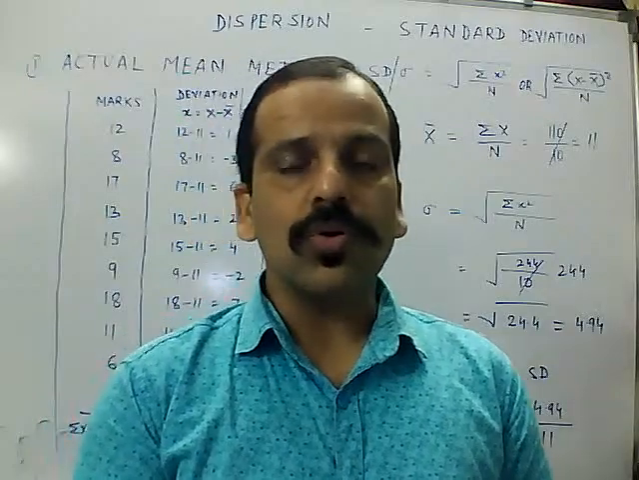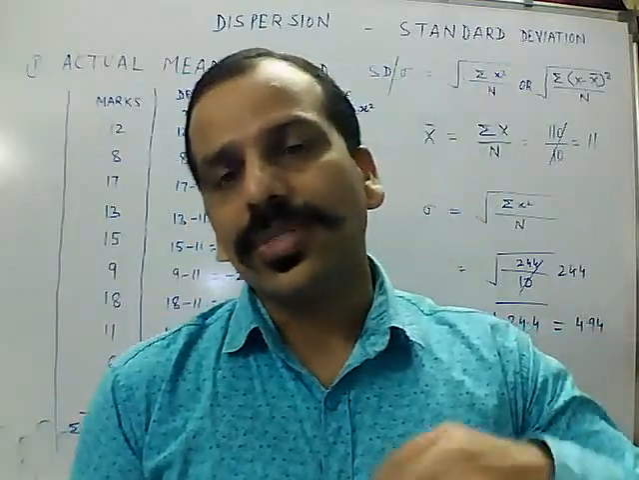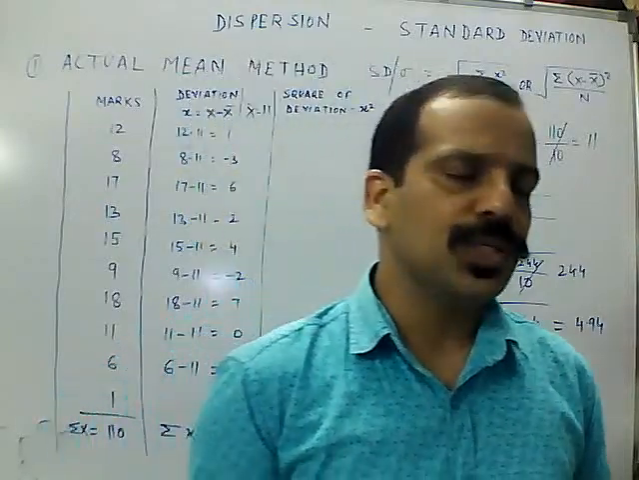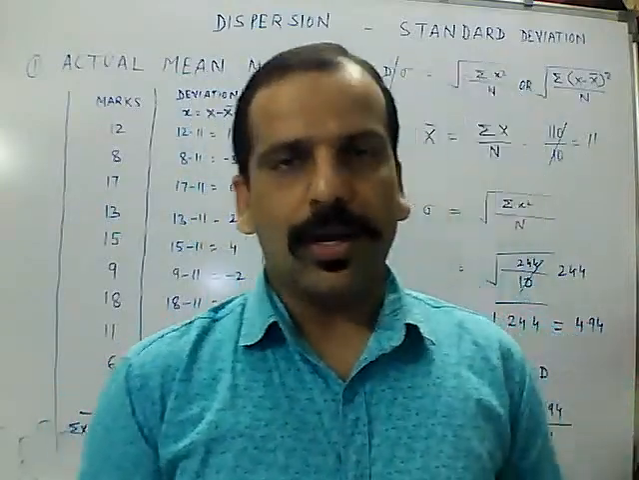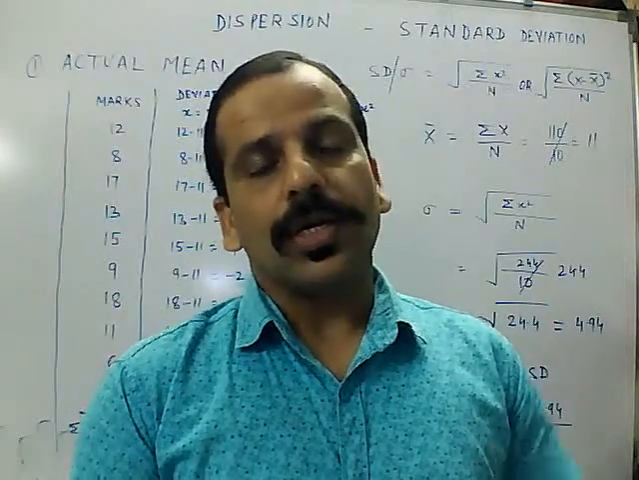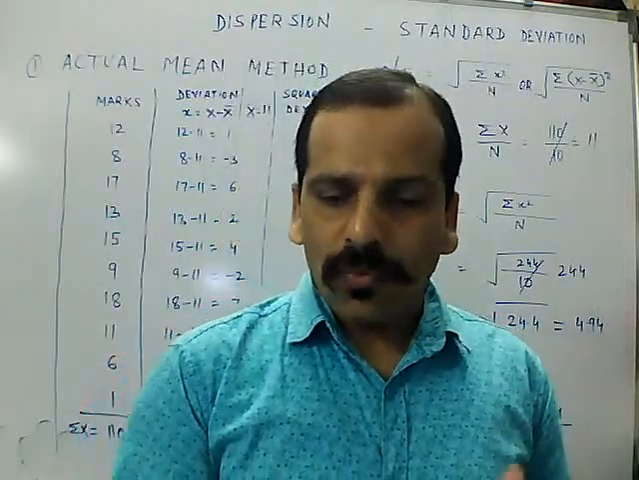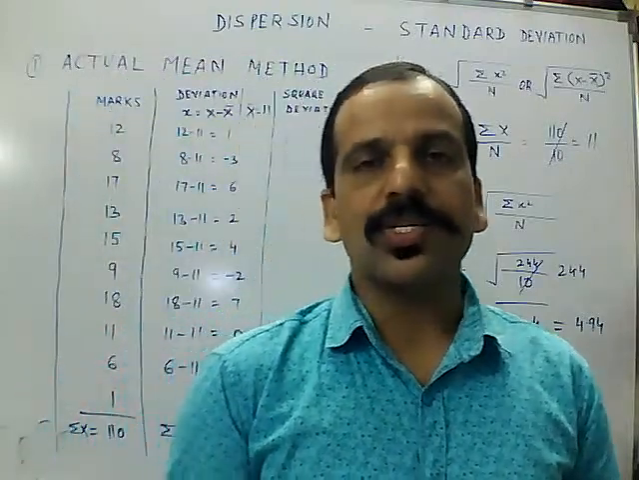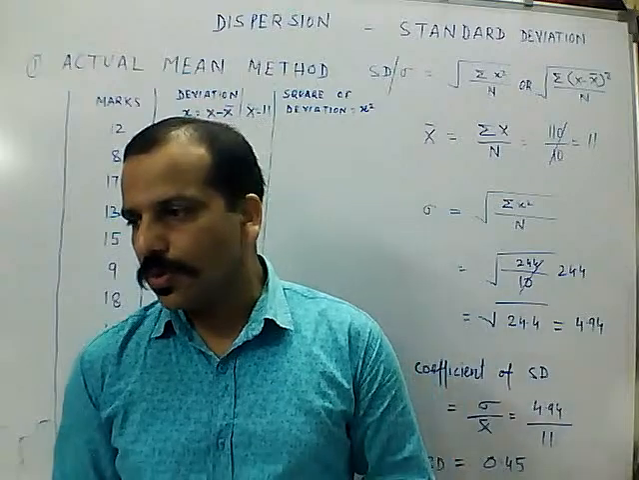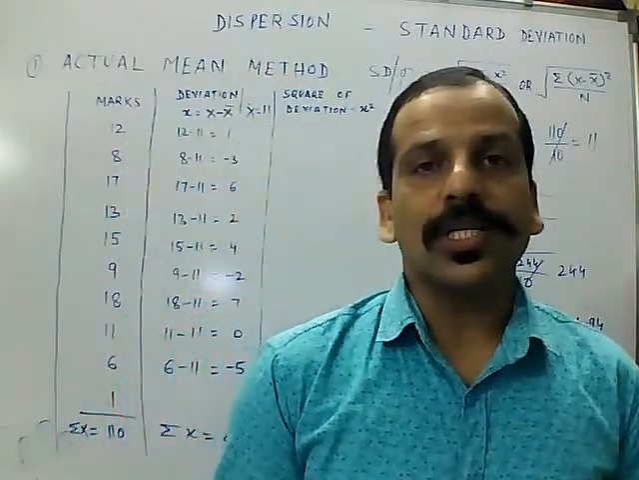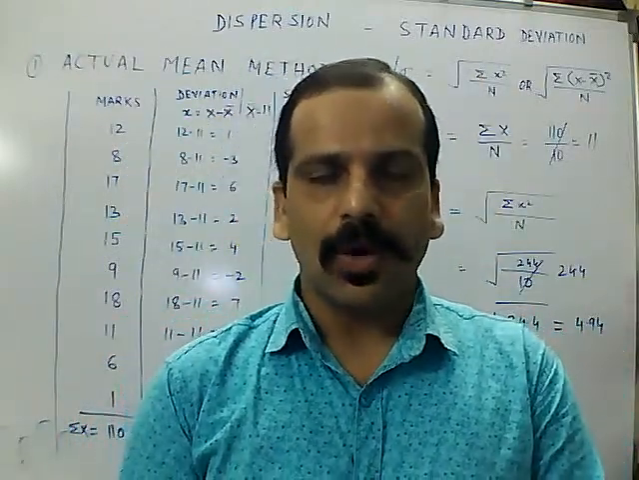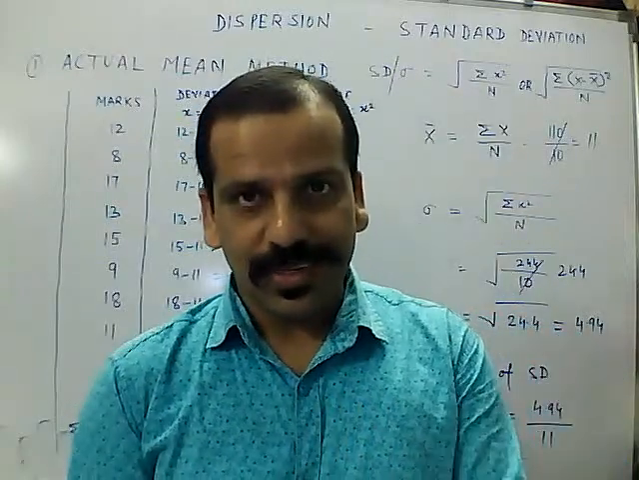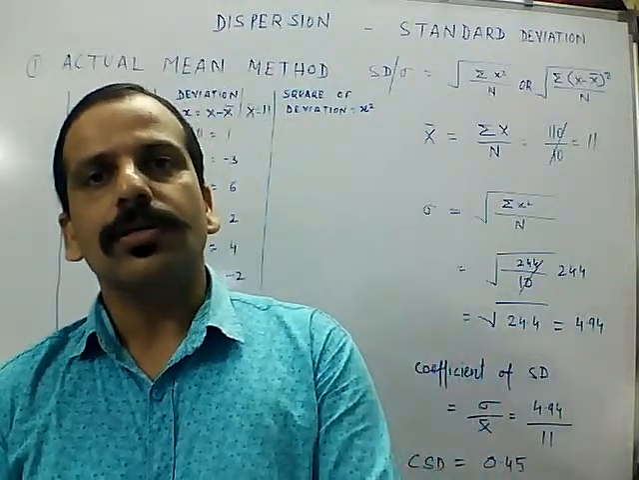It also teaches us about the degree of variations. Degree of variation can be measured in the dispersion. Last point, it also lets us know whether central tendency is truly representing the series or not. So this is about the objectives of the dispersion.